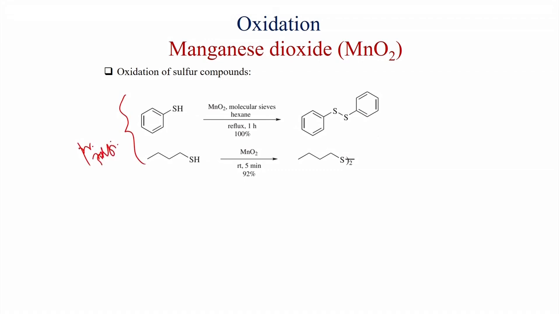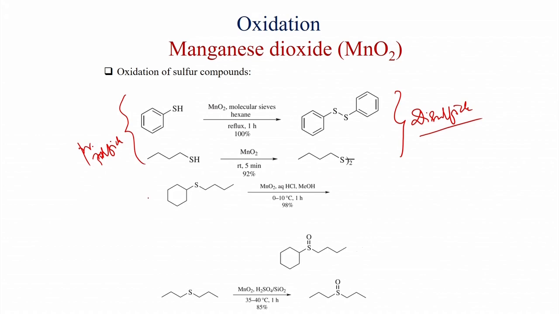Oxidation of sulfur compounds: here also, when a primary thiol is present, it gives the disulfide. So, this is a very useful reaction. The manganese dioxide converts this thiophenol under reflux condition, and close to 100% yield of this disulfide is formed. Also, when an aliphatic thiol like butane thiol is treated with manganese dioxide, you get this disulfide in 92% yield.